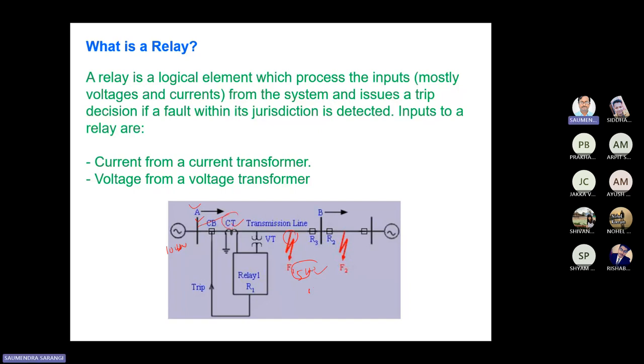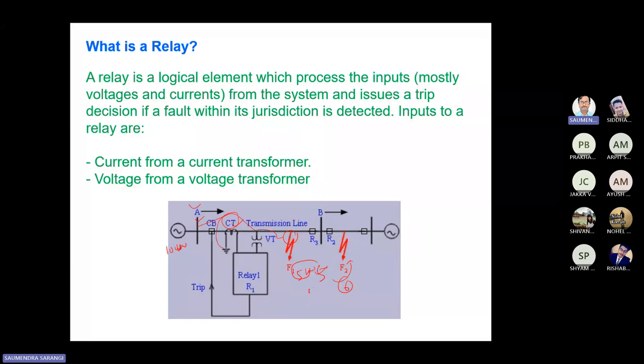So the CT will give a signal to the relay. Inside the relay there will be a setting. Like I told, the load current is equal to 5 ampere. So if the current increases above 5 ampere, let us say 6 ampere, then when the relay sees a current of 6 ampere, what happens? This circuit breaker trips. We have already studied the CT and PT.